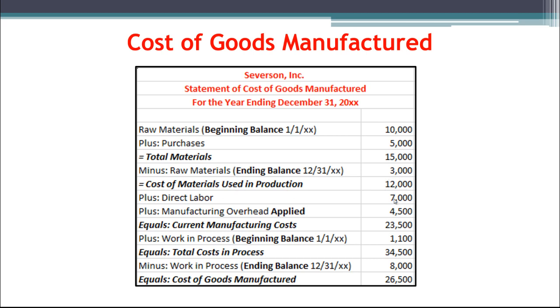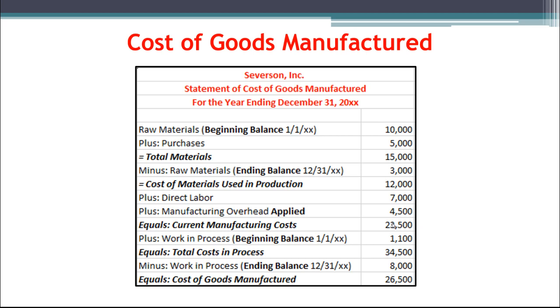Labor is easy. Hey, we used $7,000 of labor. There's no beginning and ending inventory to worry about. $7,000 of labor. Plus, we applied $4,500 of manufacturing overhead. Again, no crazy calculation there. So now we have those three costs, materials, labor, and overhead. That tells us the manufacturing costs that we've added this period.